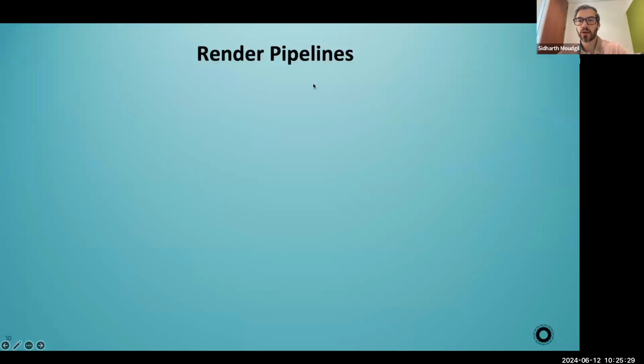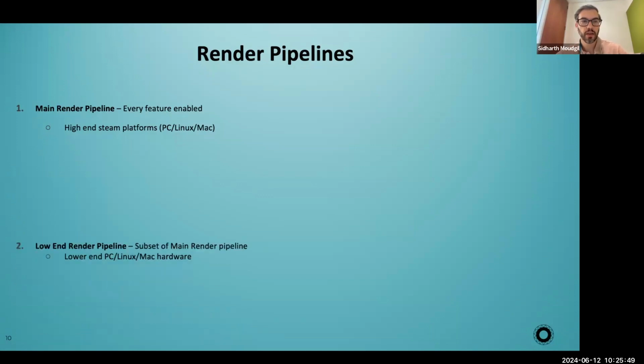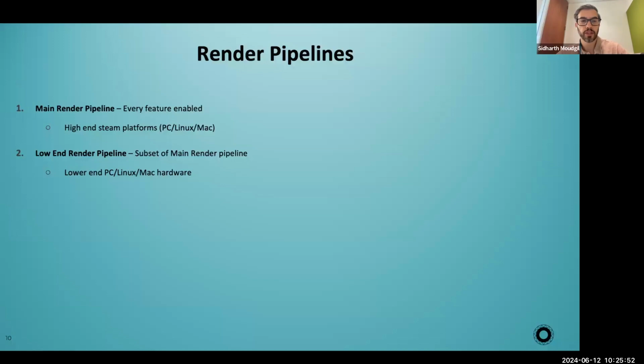Okay, render pipelines. Just to make sure people are aware, the current core engine, as of this presentation, supports 4 pipelines. There's a main render pipeline, which enables every feature under the sun. It is meant to be used by the high-end Steam platforms, so PC, Linux, Mac. There is the low-end render pipeline, which is a subset of the main render pipeline. It is meant for the lower-end hardware. So it will remove some features, like global illumination is probably not enabled by default. It has taken some liberties on disabling some features for the sake of GPU performance.